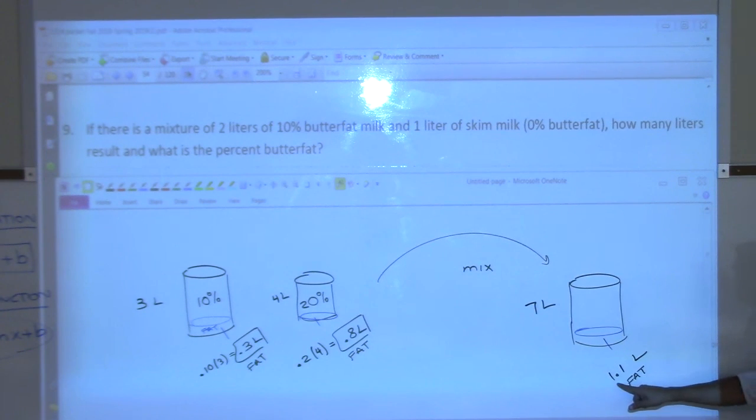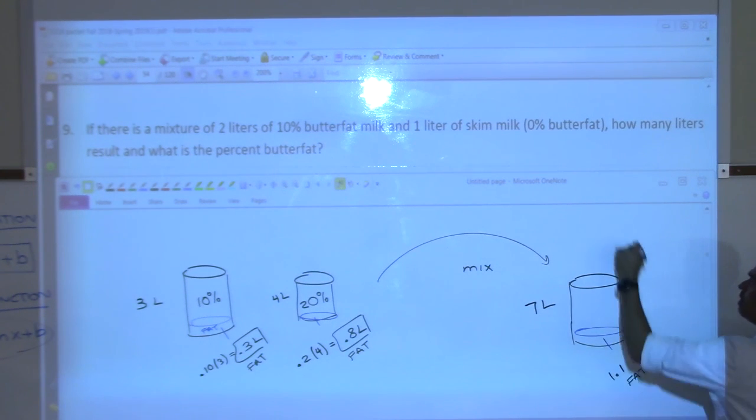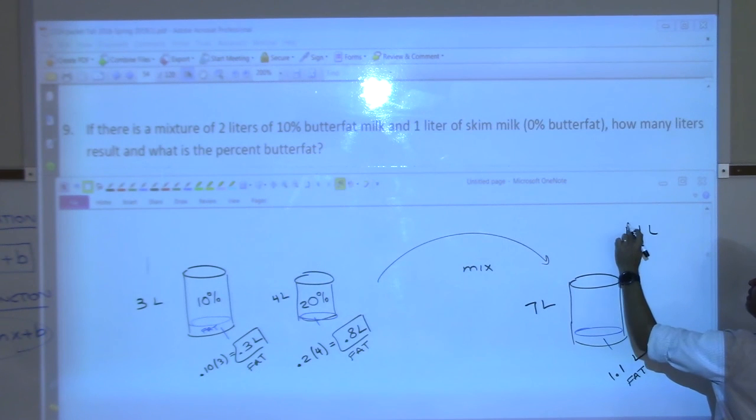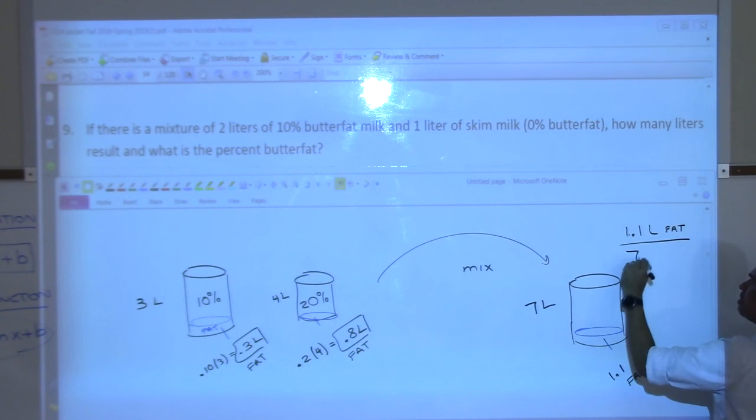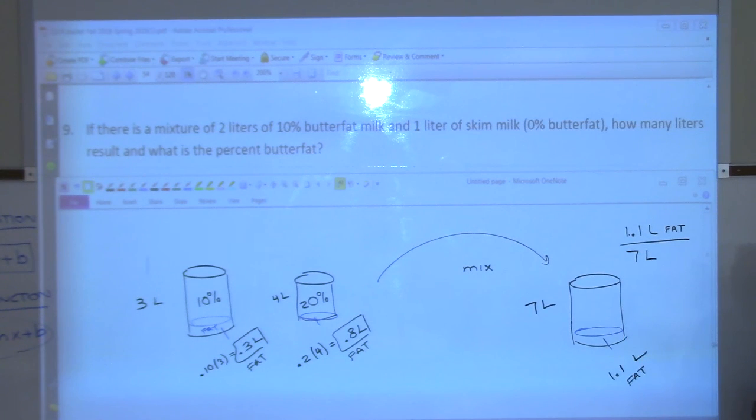Divide. Take this and divide it by 7. There you go. So now to find the final answer, you take the 1.1 liters of fat and you divide it by the total number of liters in the mixture, which is 7 liters. And on a calculator, what do we get there? 6.3636%. So you already went to a percent? Oh, yeah, I think you divided the wrong way. 1.1 divided by 7. Oh, 0.157. Okay, so as a percentage, 15.7%.